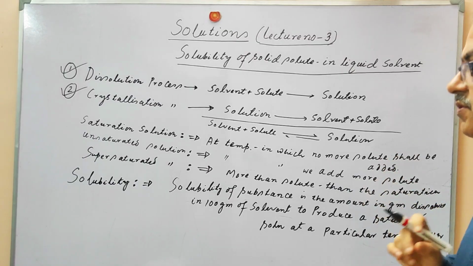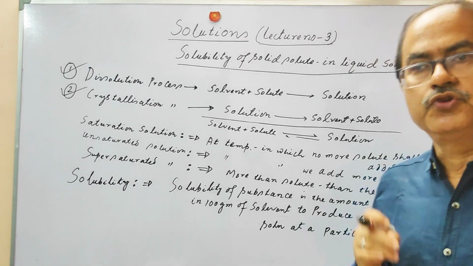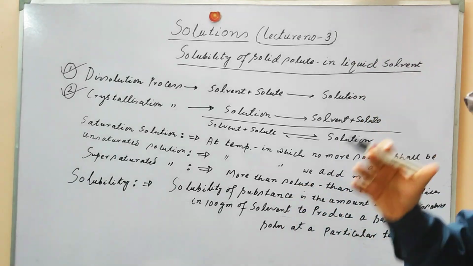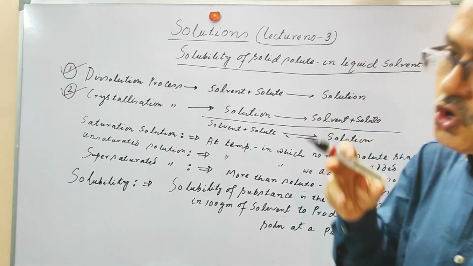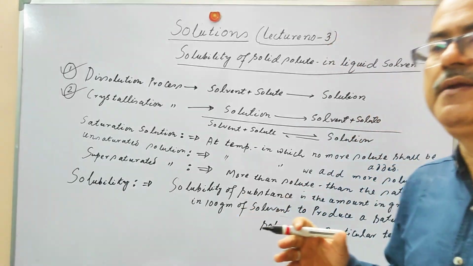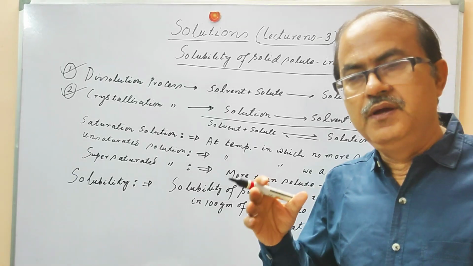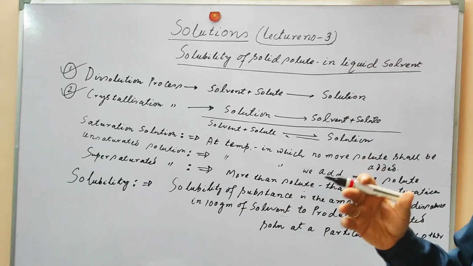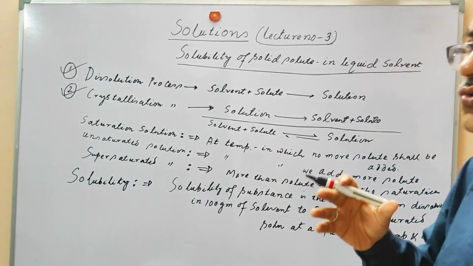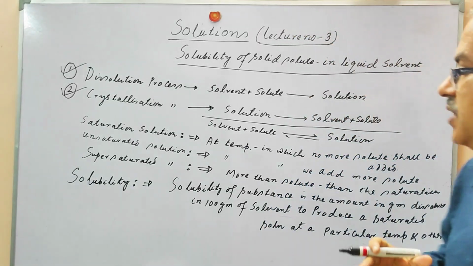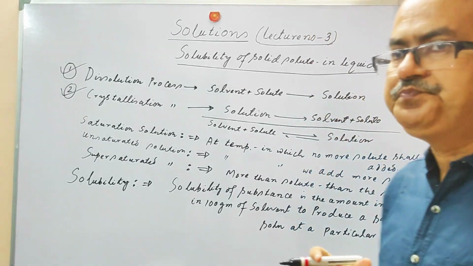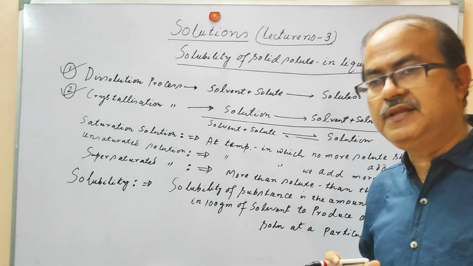So we understand what solubility is. That is a very, very important thing. Solubility of the substance is the amount of the substance in gram that has been dissolved in 100 gram of the solvent at a particular temperature and a particular pressure to produce a saturated solution. We now understand that saturation means the maximum amount of solute that can go into the solution. So you understand this very vital thing in the topic of solubility of solids in a liquid solvent.